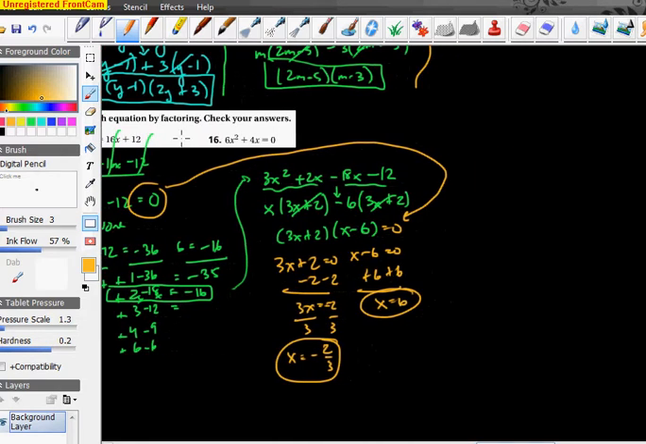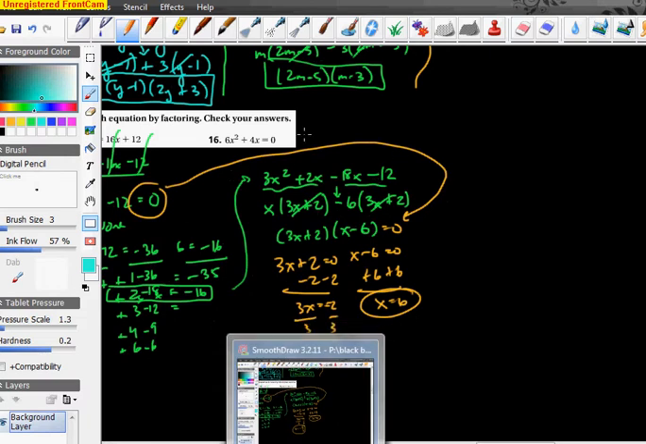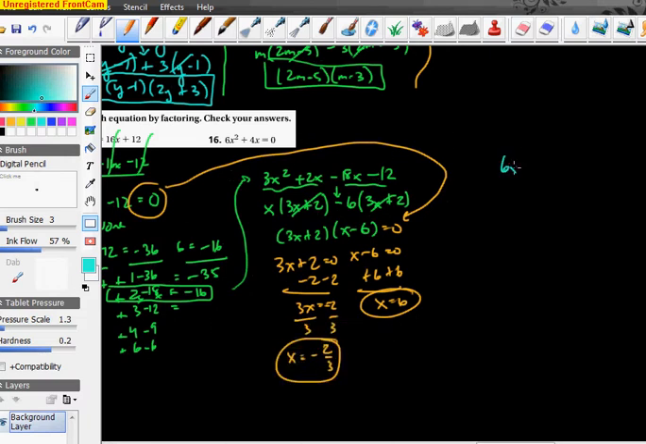I'm going to slide over here for the last problem. 6x squared plus 4x equals 0. This is already set equal to 0, so that's good. We have two terms, so let's look for a common factor. 6 and 4 are both divisible by 2. And x squared and x, I see x twice, so there's an x. So we have a common factor of 2x. We're going to pull out 2x. So what does that leave us with? 3x plus 2. 6 divided by 2 is 3. One of the x's goes away. 4 divided by 2 is 2. This x goes away. This is factored.